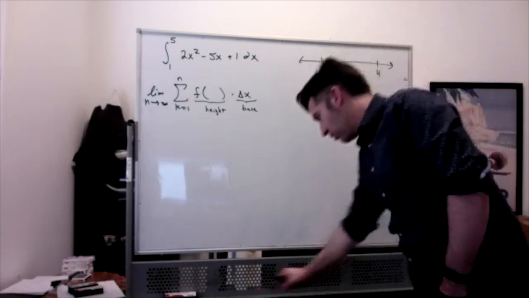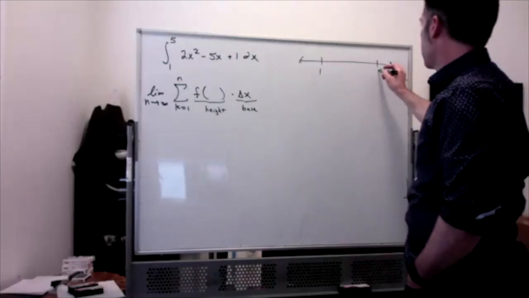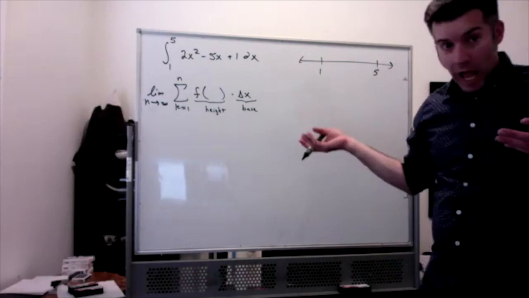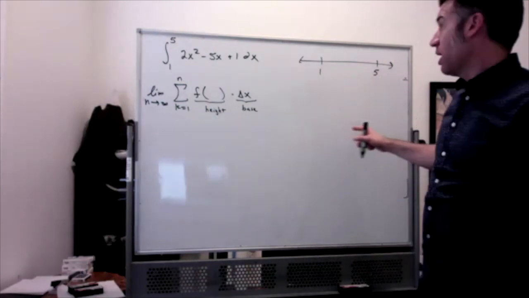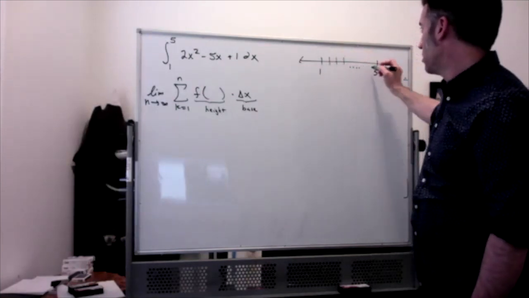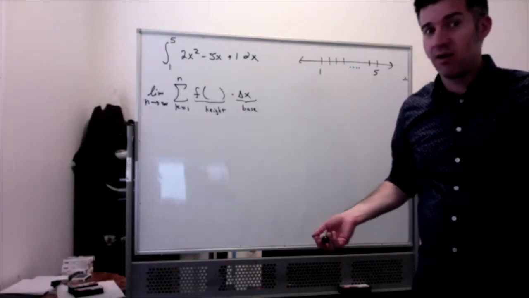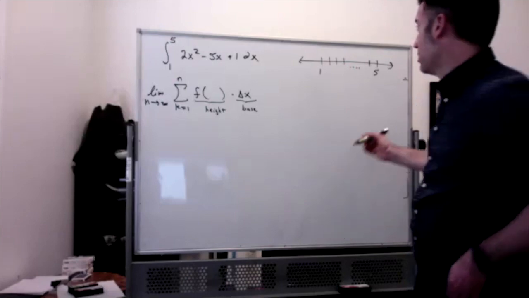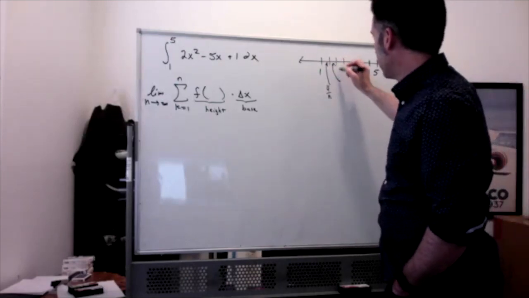So the total length of my interval is 5 minus 1, which is 4. And then each subinterval, well, how many subintervals are there? Right, there are n subintervals, so the length of each subinterval is 4 over n. So that has a length of 4 over n, that has a length of 4 over n.